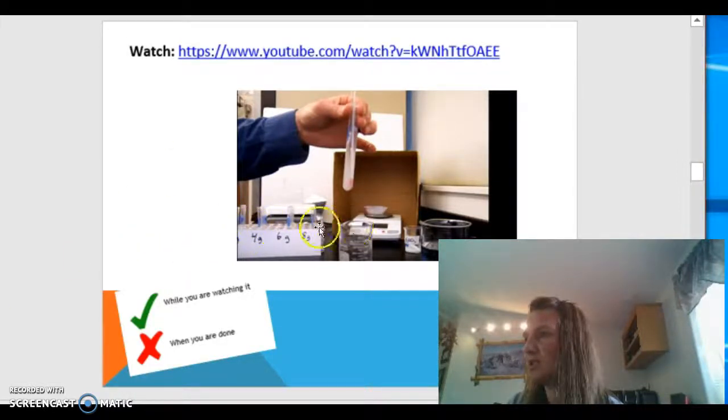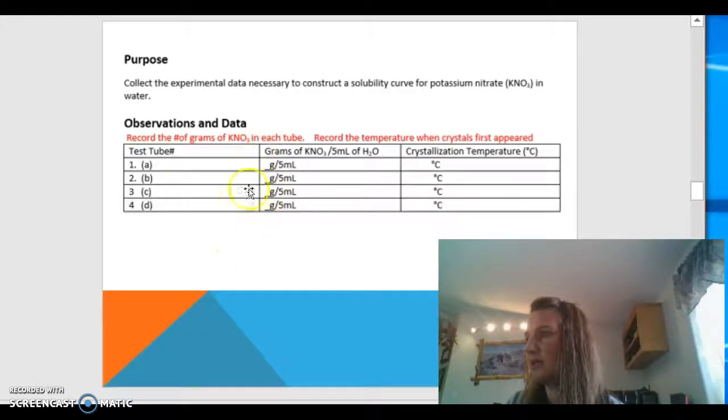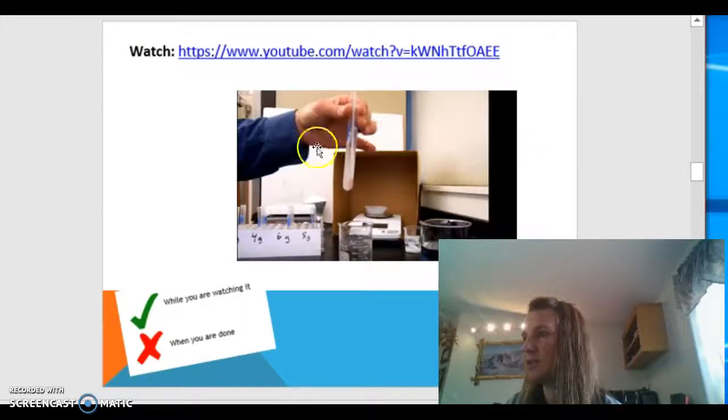He's got 4 test tubes, and you need to pay attention to how many grams of solute he has in each test tube. So you're going to write that down. You might want to write test tube 1, test tube 2, test tube 3, test tube 4, and how many grams are in each. He's going to put his solute in and add solvent. He's going to put all of his test tubes in a boiling water bath until the solutes dissolve. Then he's going to pull them out one by one and put them into an ice bath, cooling each solution down until crystals start to form.